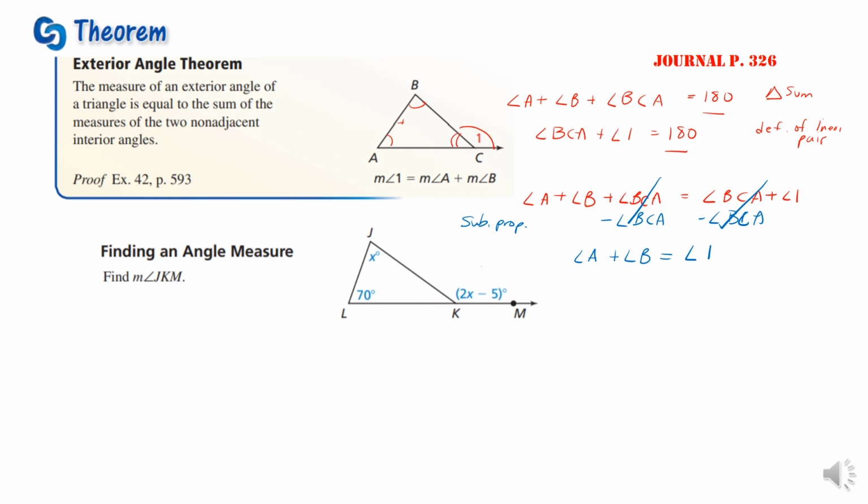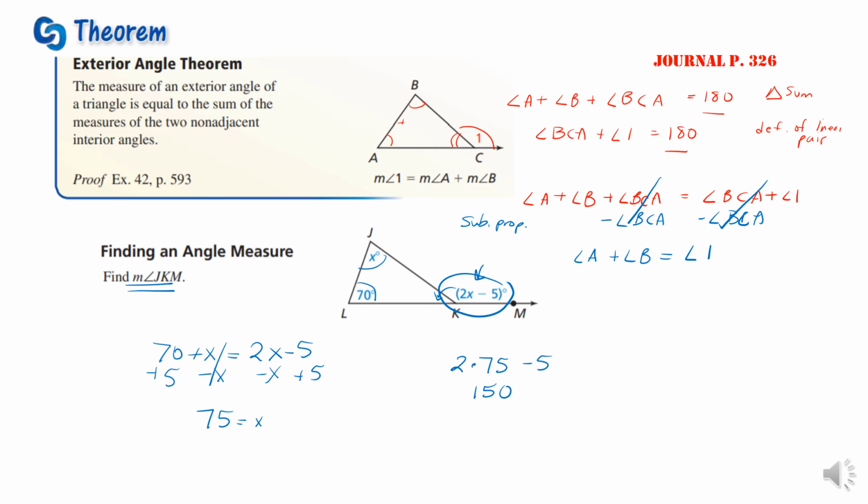So since we know now that this exterior angle is equal to the sum of the non-adjacent angles, this is the adjacent angle, the non-adjacent, we can go 70 plus x equals 2x minus 5. I'm going to subtract x from this side, and I get x. I'm going to add 5 to the other side, and I get 75 equals x. But wait a minute, they're asking me to find JKM. That is this angle. Okay, so now I'm going to have to plug in x. So 2 times 75 minus 5 is 150 minus 5 equals 145 degrees. And you could do a real quick check. 70 plus 75 is 145 as well.